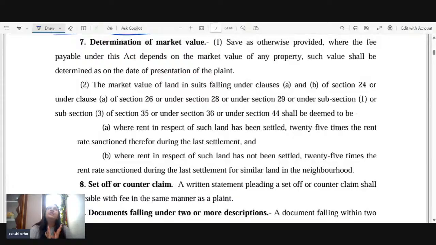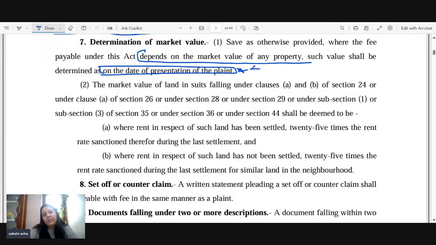Okay. Now generally court fee is equal to market value or 5% of market value, 10% of market value. Now how will you determine the market value of property? आप कैसे determine करोगे कि इस property की market value क्या है? So it says where the fee payable under this act depends on the market value of any property, such value shall be determined as on the date of presentation of plaint. A very, very important thing from your exam perspective. Market value will be determined on which date? कौन सी date की market value आपको determine करनी है? So it will be determined on the date of presentation of plaint.